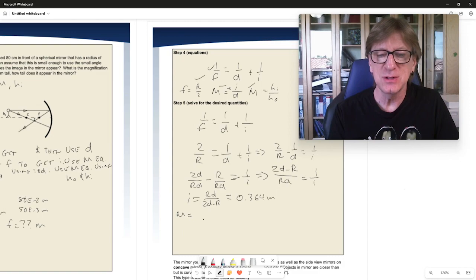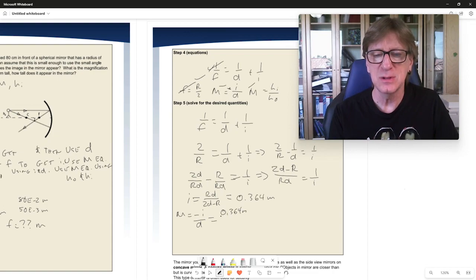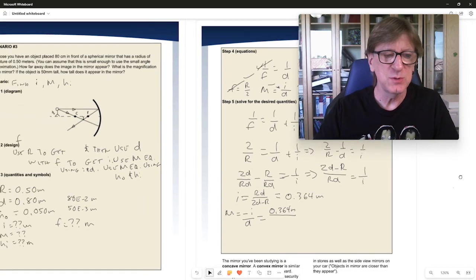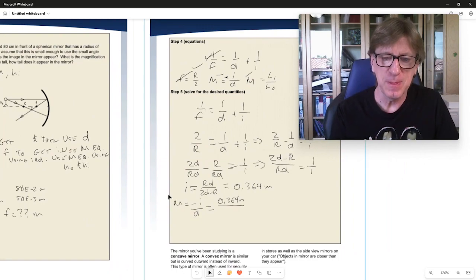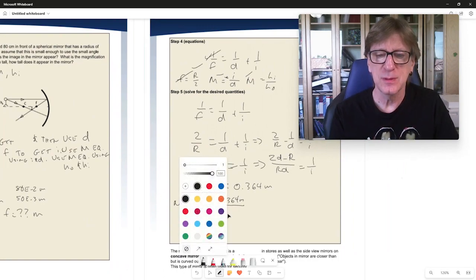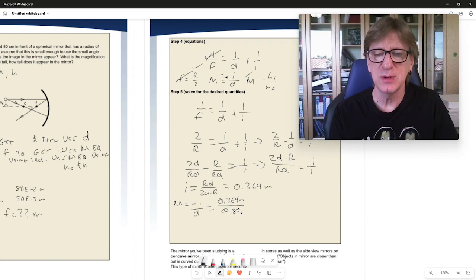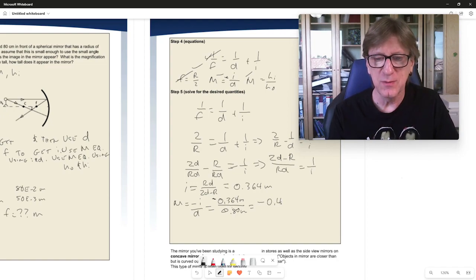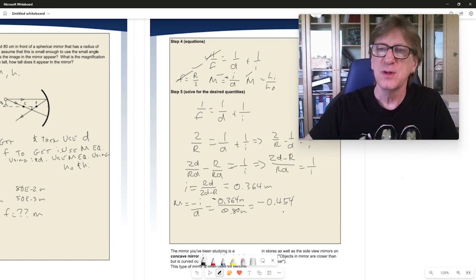Our magnification, our first form, so we've used this one, we've used this one. So our first form says we're going to use minus I over D. And in that case, that's just going to be the 0.364 meters divided by our object distance, which we go back over to our symbol list, that was 0.80 meters. And of course there's that minus sign in front of it. When I did that, I got negative 0.454.